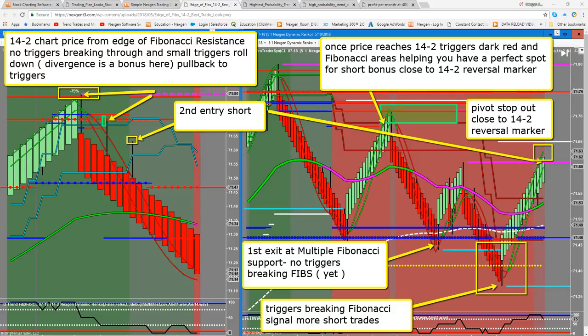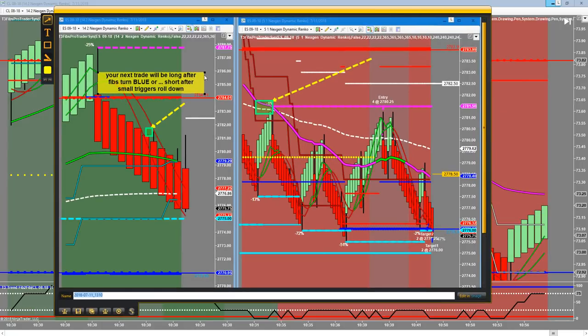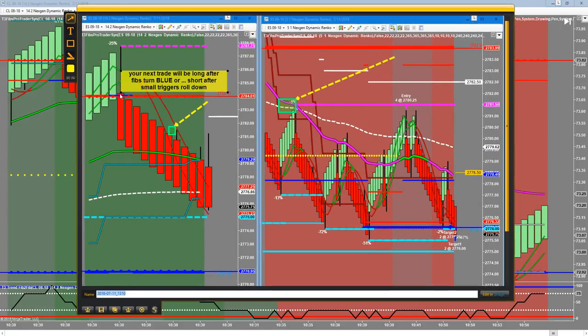Bear with me a minute. This was one that we were talking about in our S&P all day today. So look, this was our Fibonacci resistance. And we even wrote this. I mean, we literally wrote this hours before the trade even happened. We said the next trade will be when all of these Fibonacci's turn blue or these trigger lines, these red ones here, roll down.